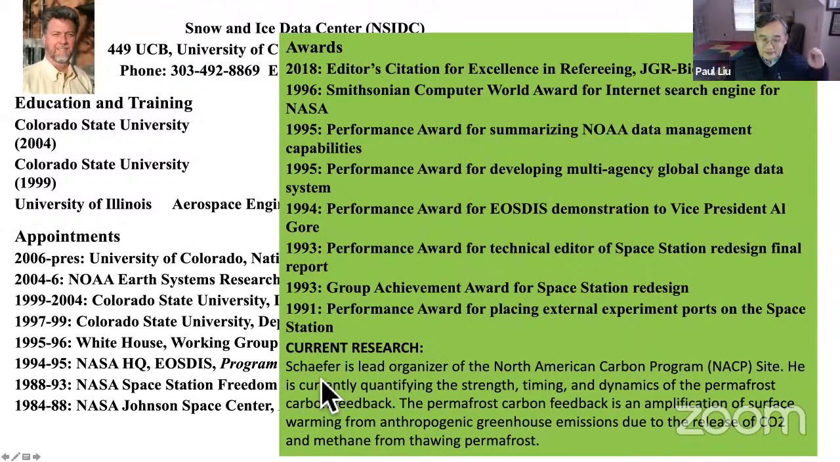Kevin is also the lead organizer of the North American Carbon Program, and he's currently trying to understand the strength, timing, and dynamics of the permafrost carbon feedback. As we all know, in high latitude areas, the permafrost carbon feedback is an implication of surface warming. It's a result of global warming: how much CO2 or methane could be released as a result. We are looking forward to his talk today. So Kevin, now it's your turn. Please share your screen in presentation mode for your PowerPoint.